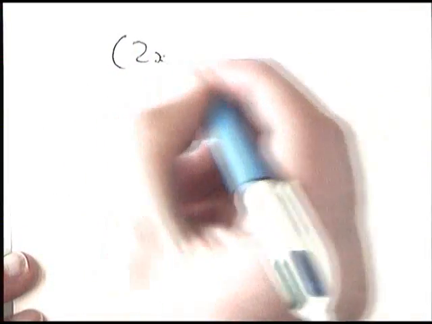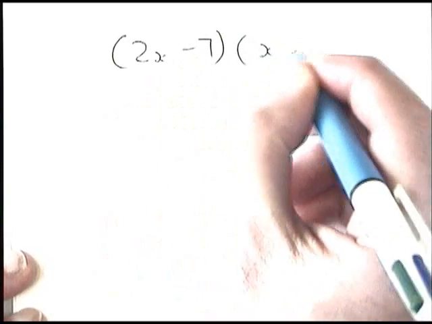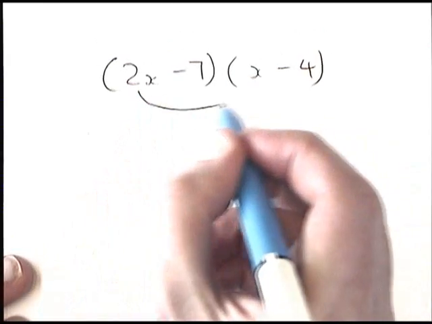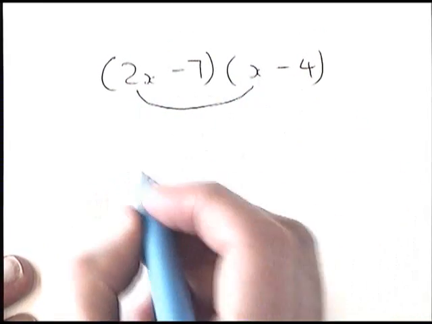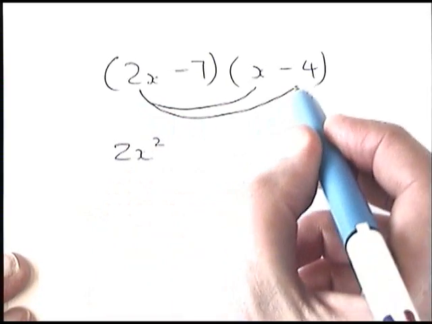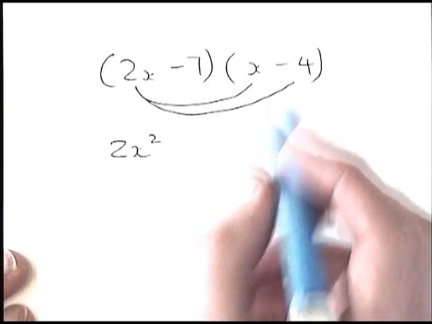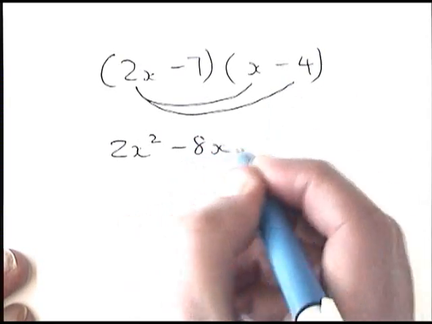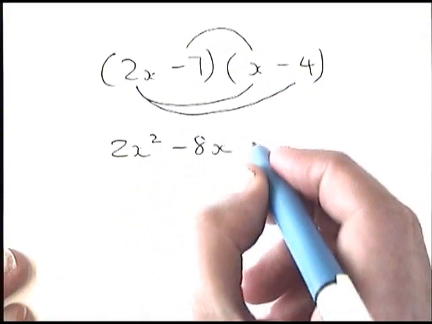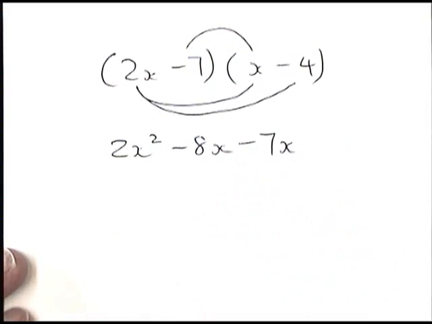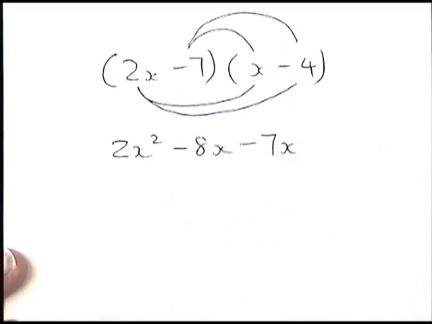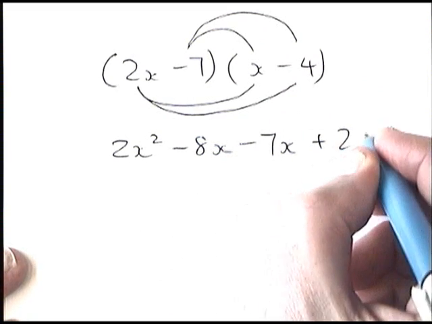If we have 2x take away 7, multiplied by x take away 4. We need to times this bit by that bit. 2x times by x is 2x squared. We also need to times that bit by that bit. 2x times by negative 4 is negative 8x. Now we move on to here. Minus 7 times by x is minus 7x. And the minus 7 has to be times by the minus 4. And the minus make a plus. The 7 fours are 28.